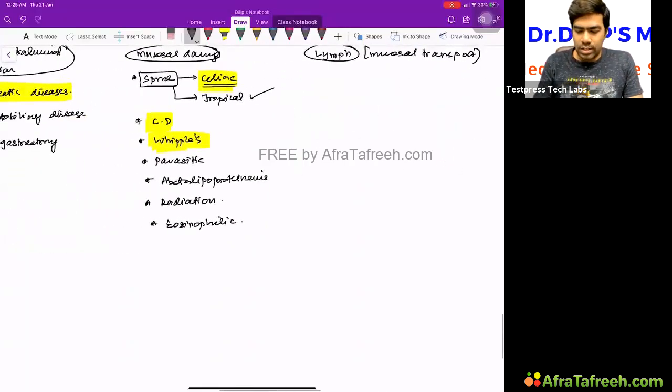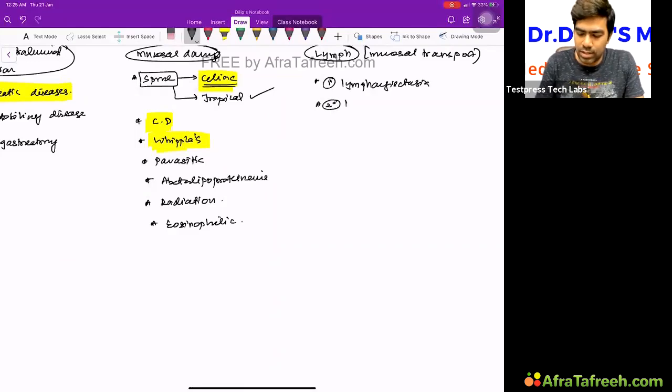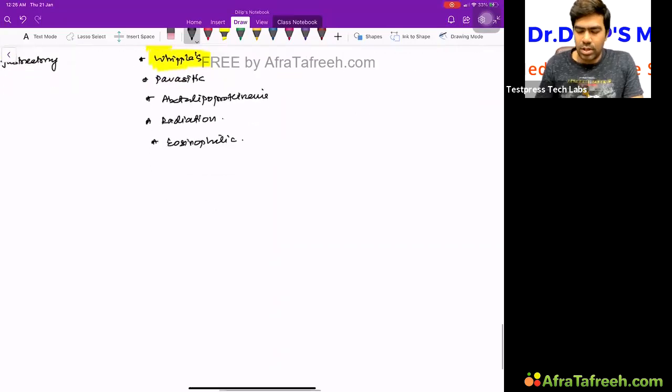So what are the conditions which cause defective mucosal transport? Number one is primary intestinal lymphangiectasia. Second is secondary intestinal lymphangiectasia. But these are very rare disorders. You won't get them in exams. And there is also another condition called IPSID, immunoproliferative small intestinal disease, which is typically due to a lymphoma and can also cause malabsorption.